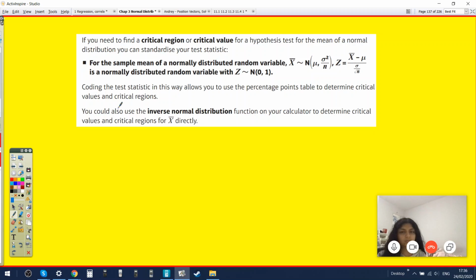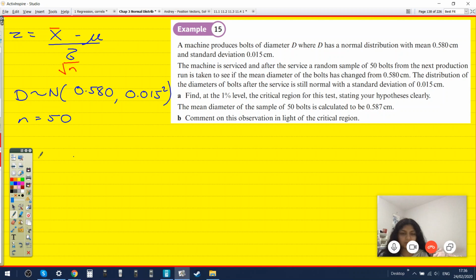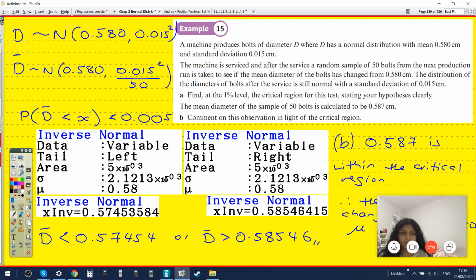If you need to find a critical region for a hypothesis test, you can standardize your test statistic. Isn't there another way to find the critical region? Do you have to standardize the test statistic, or is there another way? I use a different way. I just don't remember off the top of my head. What did I do? There we go. That's what I did. Inverse normal.